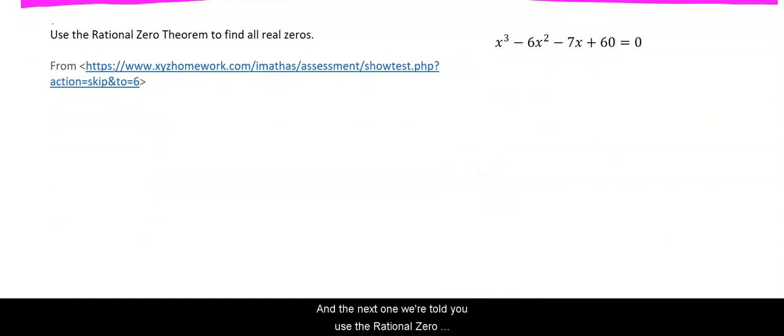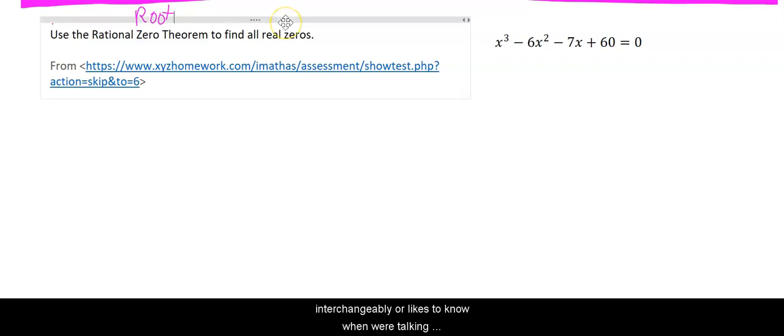In the next one, we're told to use the rational zero theorem to find all zeros. There are two names for this theorem. You're going to hear them both. It's also called the rational root theorem, where a root means it could have come out of the quadratic formula. A root, a zero, an x-intercept, and a solution are often used interchangeably, like synonyms, when we're talking about the real zeros of an equation.